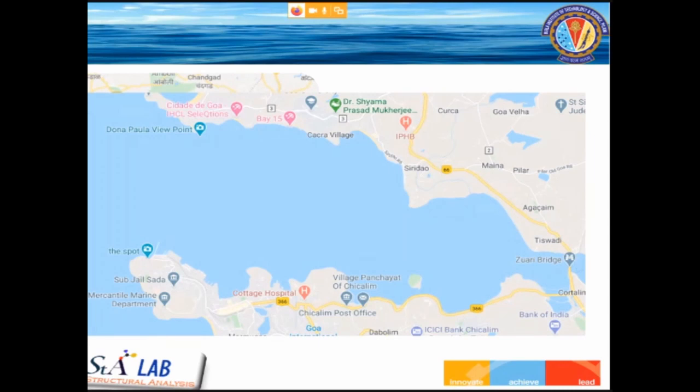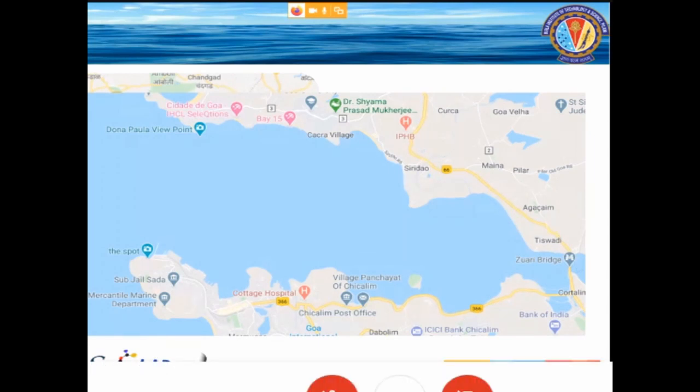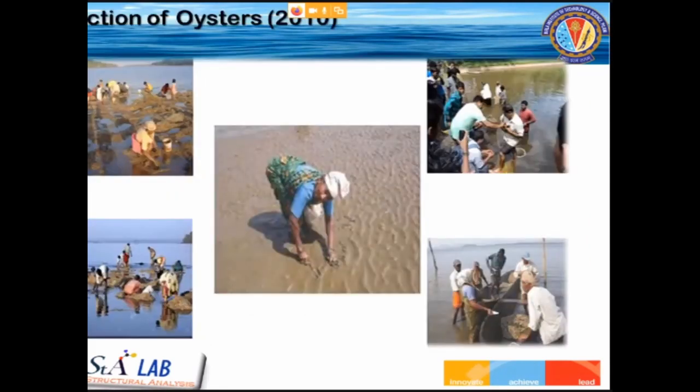So we joined this story, we joined the scenario somewhere in the 2015-16 region. So here I have shared with you a plate where you can see window pane oyster collection happening near about 2010. You can see local people sitting on the mud flats collecting window pane oysters.